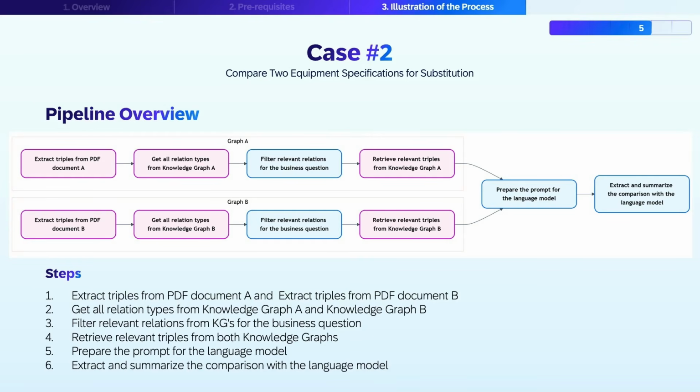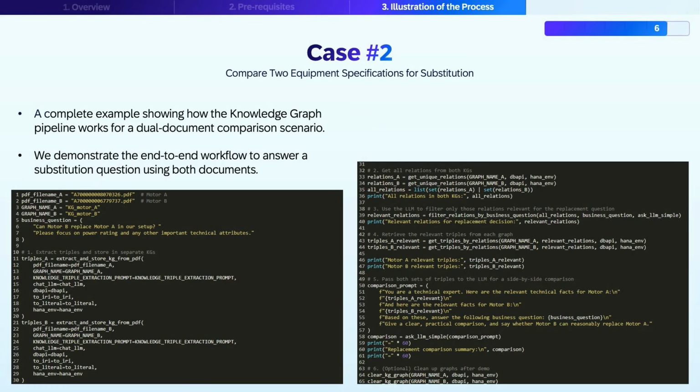Then retrieve matching triples. We extract only those facts from both graphs that match the filtered relations. Now build the prompt. The selected triples are formatted into a prompt that contains just the relevant data for the large language model. Run the large language model. The large language model produces a side-by-side summary using only the trusted and filtered facts.